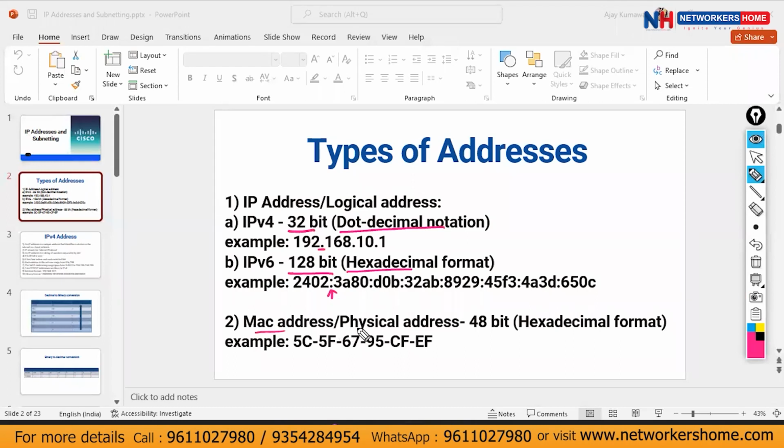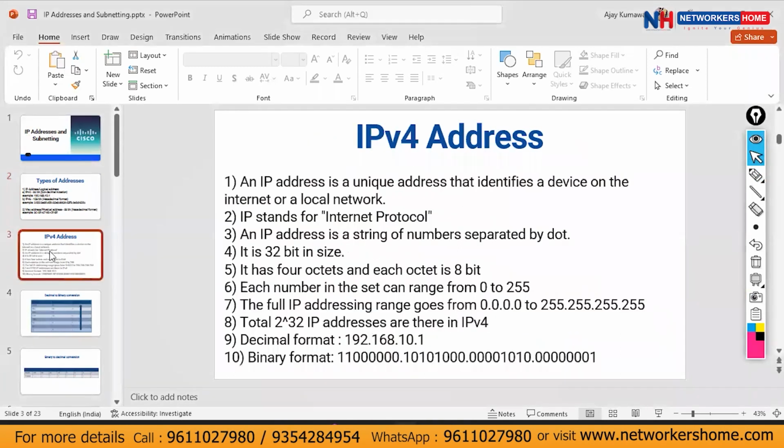Then your MAC address is a physical type of address of 48 bits and uses hexadecimal format. And you can define your MAC addresses like this. This is clear. This is what we have seen so far. Then next, this is some introduction about the IPv4 addresses.